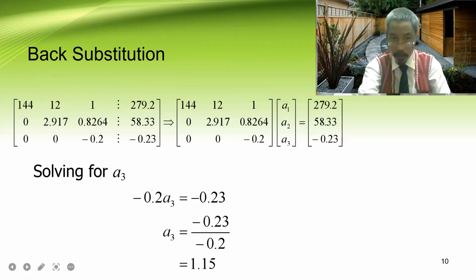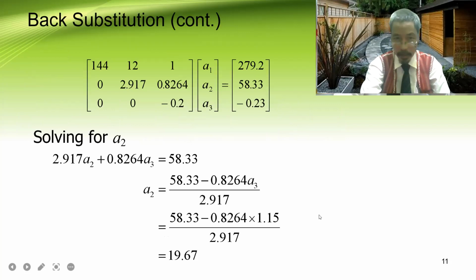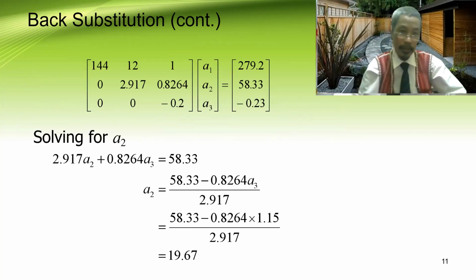Since we already know the value of A3, substitute it here. This is the coefficient of A3, so A3 times this one, we can solve the value of A2. So let's do that. Multiply A3 to that value, and then manipulate the algebra. Just do the algebra, and we are going to solve for A2, which is equal to 19.67. We are doing 4 significant digits.